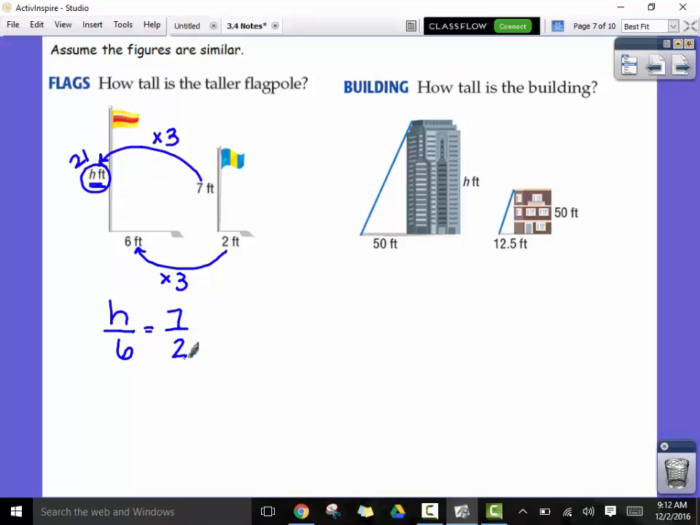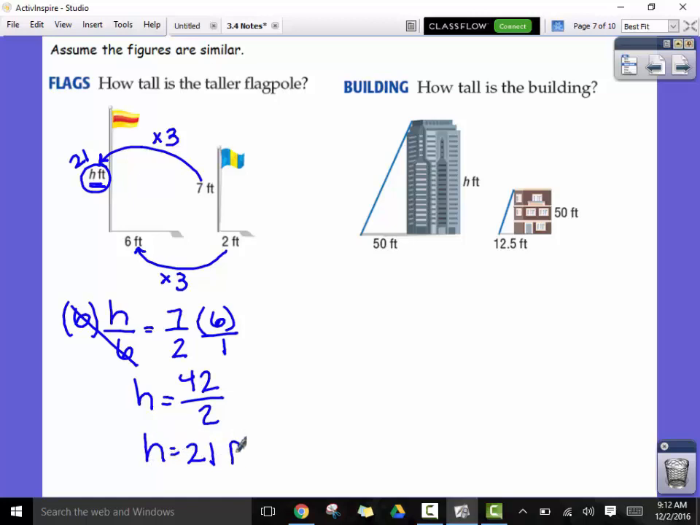And so we could undo the equation this way. Multiply by 6 on both sides. So on this side I have 7 times 6, which is 42. And then 6 over 1, 2 times 1 is 2. So the height is 42 over 2. 42 divided by 2 is 21. So the height is 21 feet.